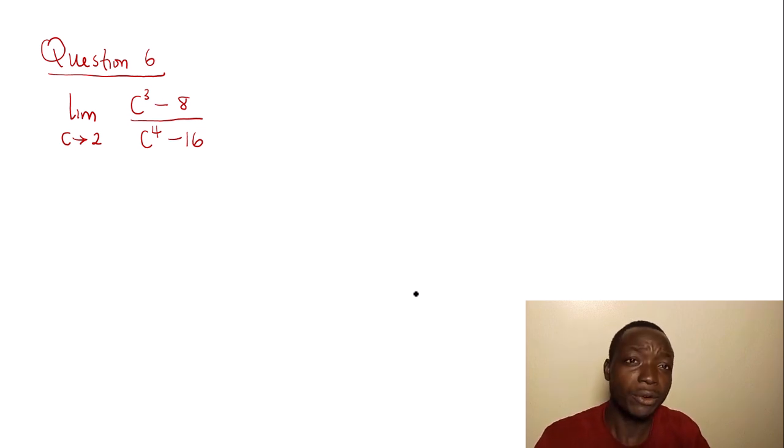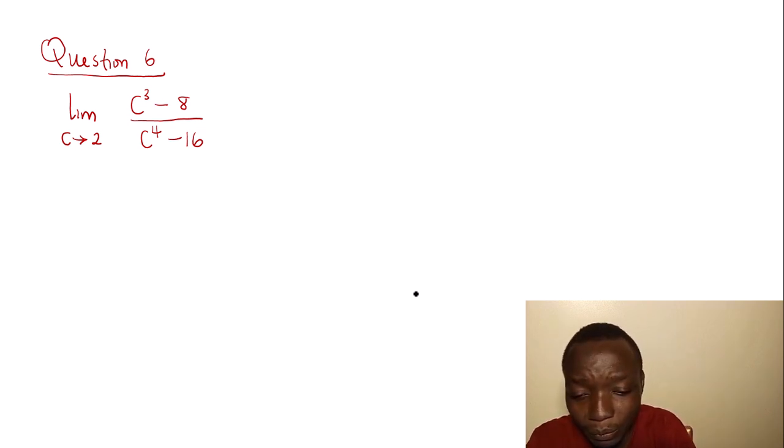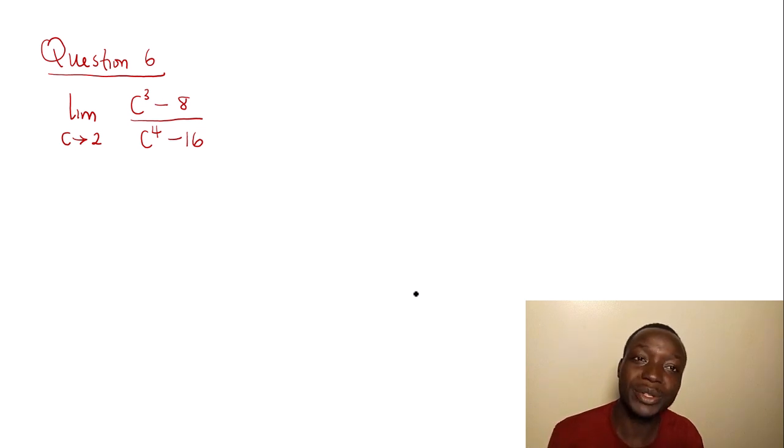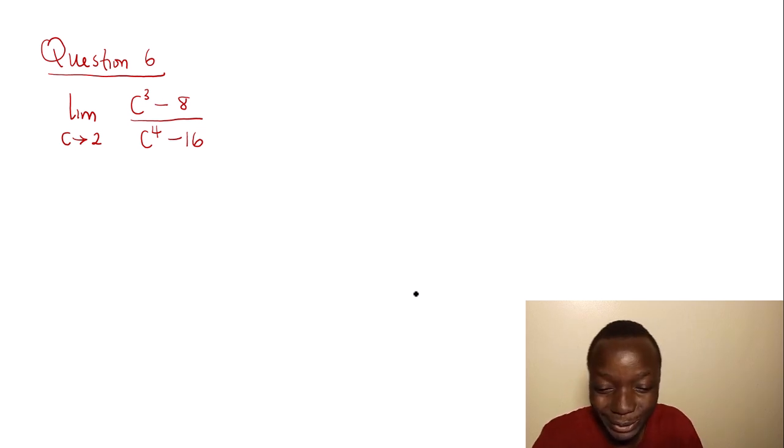All right, the final question in this video: the limit as c approaches 2 of (c cubed minus 8) over (c raised to power 4 minus 16). So I intentionally brought this to challenge your understanding of factorization. So we have a difference of 2 cubes and we have a double difference of 2 squares. All right, so let's try this head on.